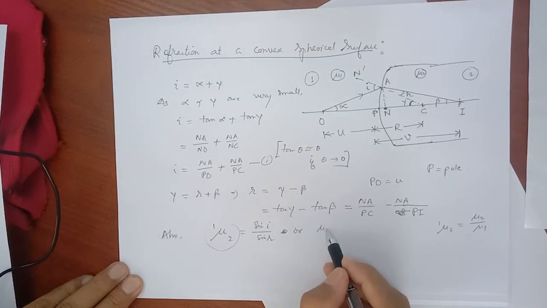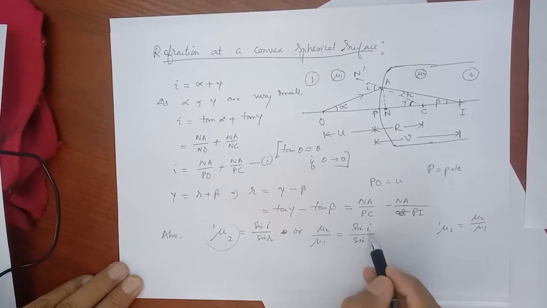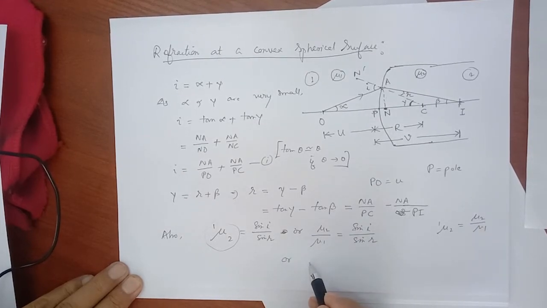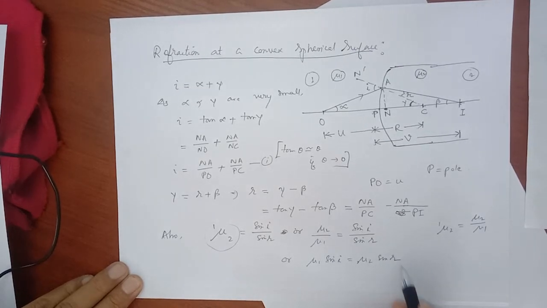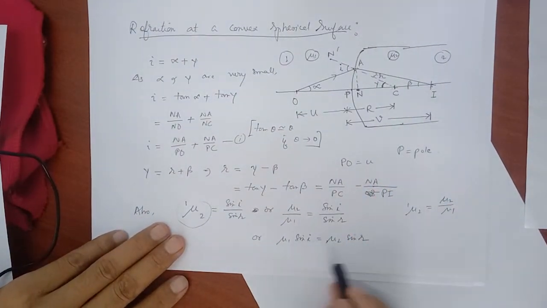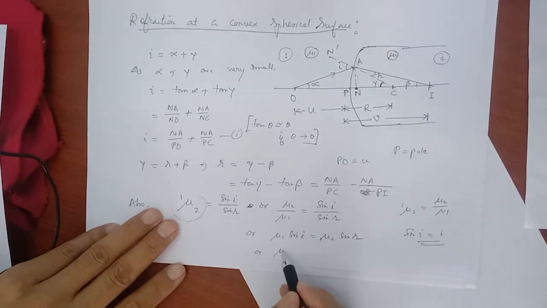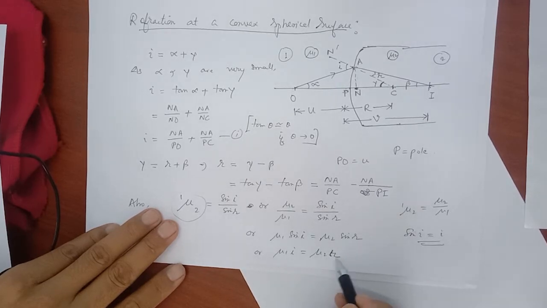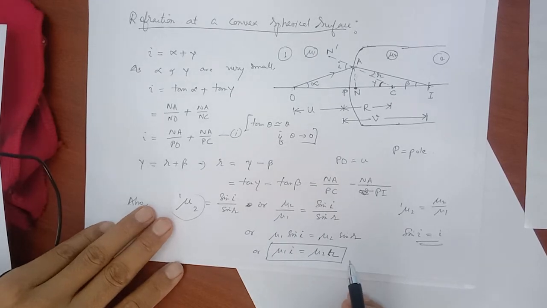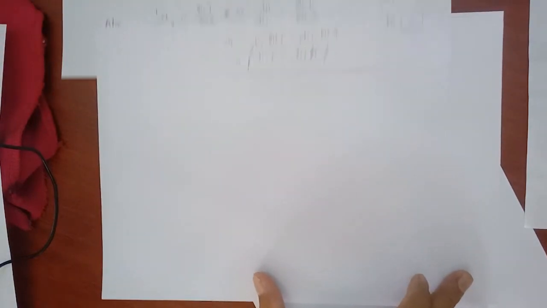So you can write mu 2 divided by mu 1 is equal to sine I divided by sine of R. Now cross multiply: mu 1 sine I is equal to mu 2 sine R. And as all these angles are small, sine I can be written as I. So mu 1 I is equal to mu 2 R. This is a very important relation we are getting right now.